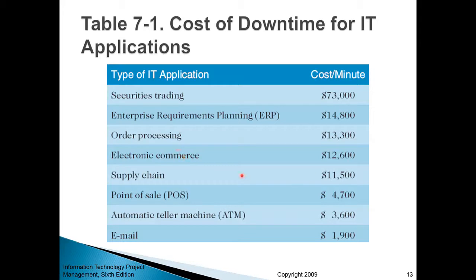So this is an example of indirect cost. You may save money developing an information system by using low quality components or hiring cheap development labor. But then if the system is down, it will create all kinds of disruptions across the organization. So that will cost you quite a bit of money. This is the cost of downtime for IT applications.